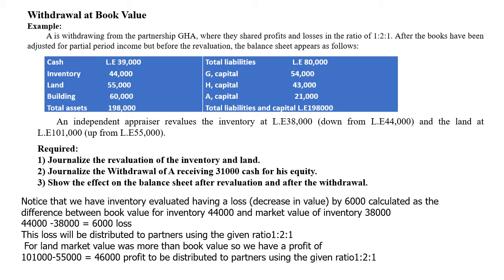For the land, it's the opposite. The land used to be 55. The independent appraiser revalues the land to be 101. So we are having a higher value for the land, up from 55. The difference is considered a profit. And this difference is 38,000. Sorry, not 30.